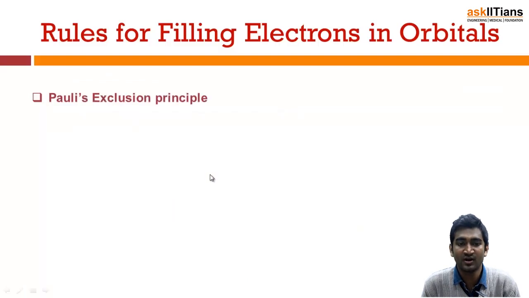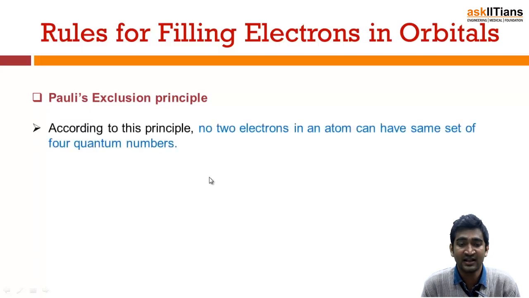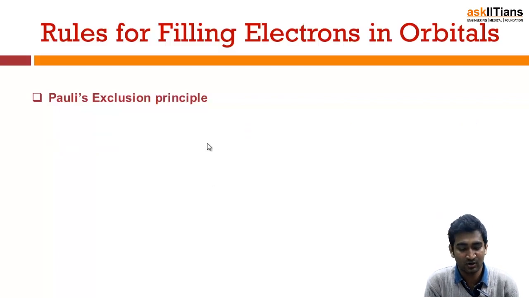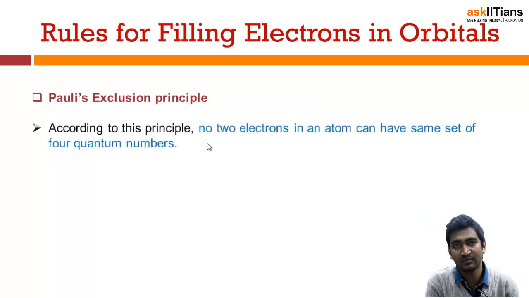Then comes Pauli's exclusion principle. Again, a very important principle. It says that no two electrons in an atom can have the same set of all the four quantum numbers. That means every electron is unique in itself; every electron is designated by different quantum numbers. Suppose even the n, l, m values are the same, but the s value will change, right?